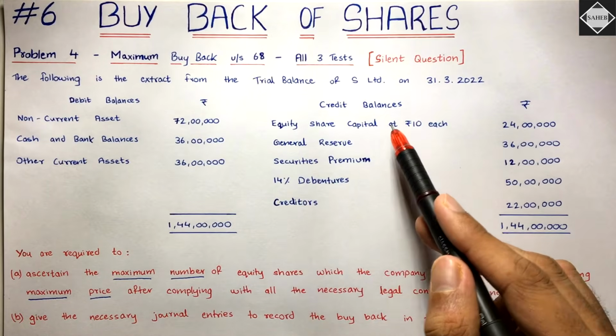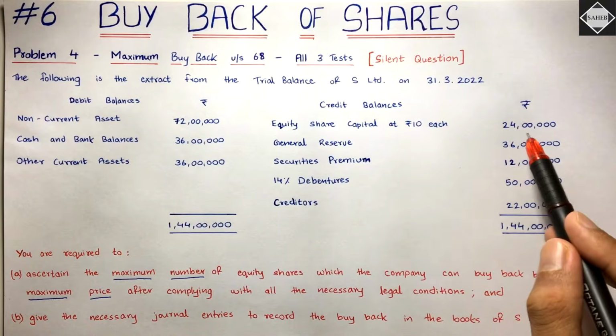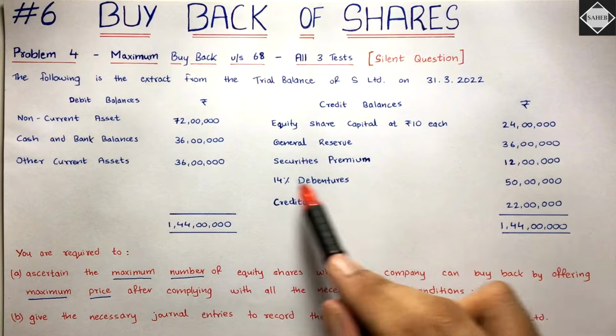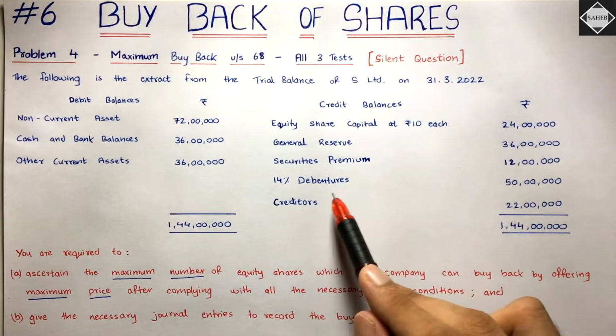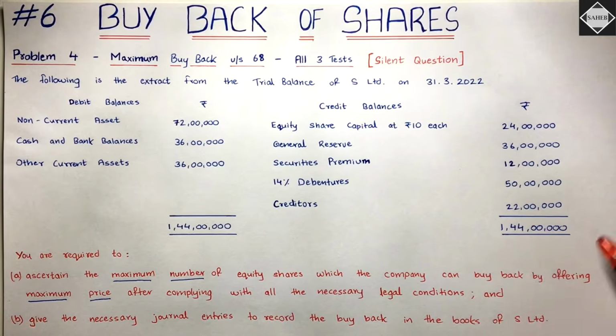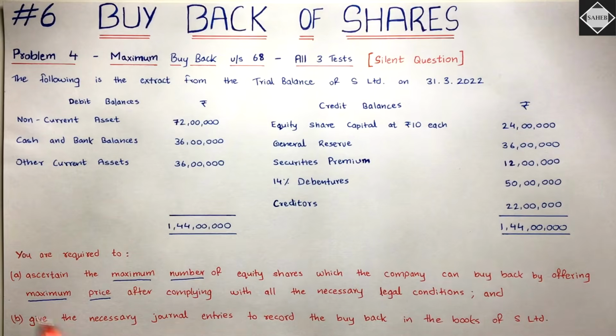And then here we have credit balances, equity share capital at rupees 10 each. Okay, the face value is rupees 10, 24 lakh total paid up capital, general reserve 36 lakhs, securities premium 12 lakhs, 14% debentures 50 lakhs, creditors 22 lakhs. In total, it's 1 crore 44 lakhs. Fine. Now what's the requirement? Very simple requirement. Understand properly. You are required to ascertain the maximum number of equity shares which the company can buy back by offering maximum price after complying with all the necessary legal conditions.